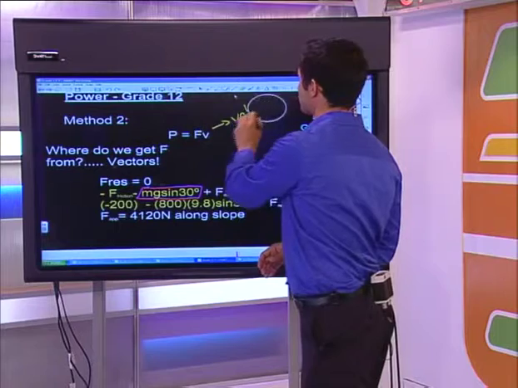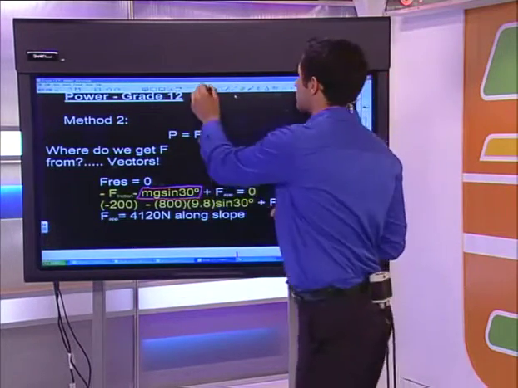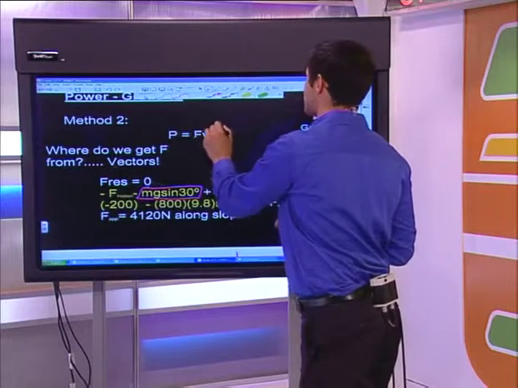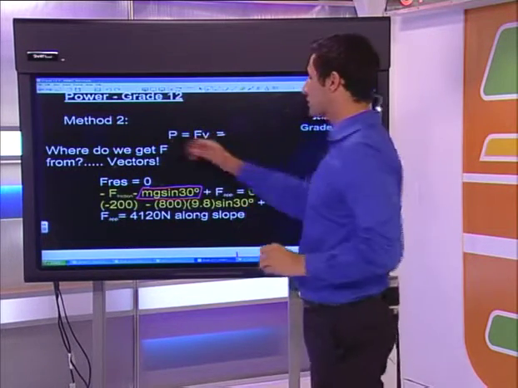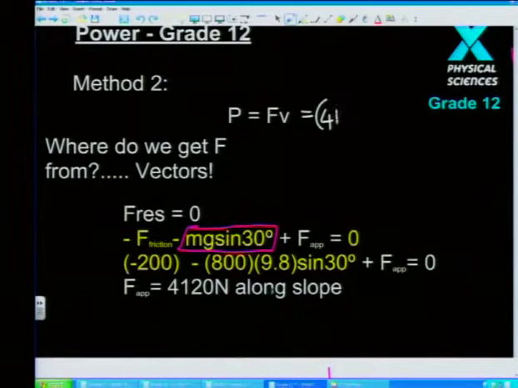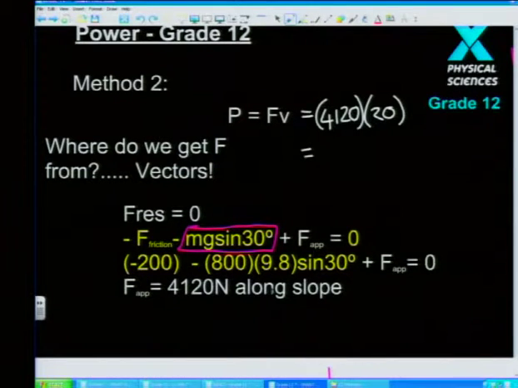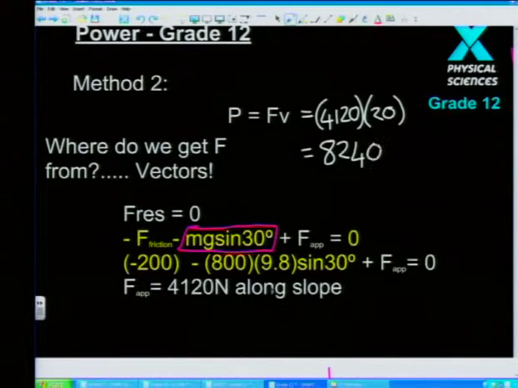Let's substitute into our original equation and let's put it all together. Let's see what we get. I'm pretty sure at home most of you have managed to get as far as this. If I took my power equaling my force which was applied, which was 4120, and multiplied that by my velocity which was an average of 20, I find that I get my final power, which is exactly the same as we did before, which was 82,400 watts.